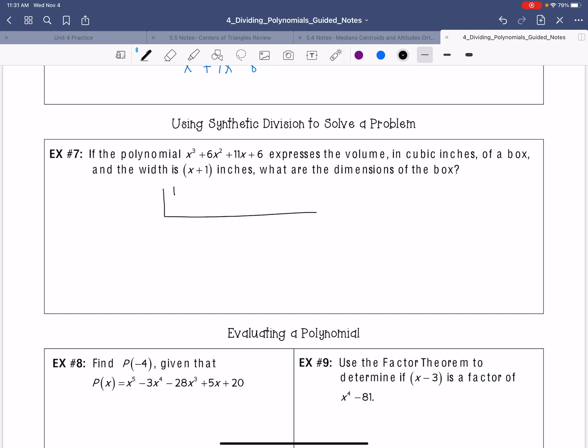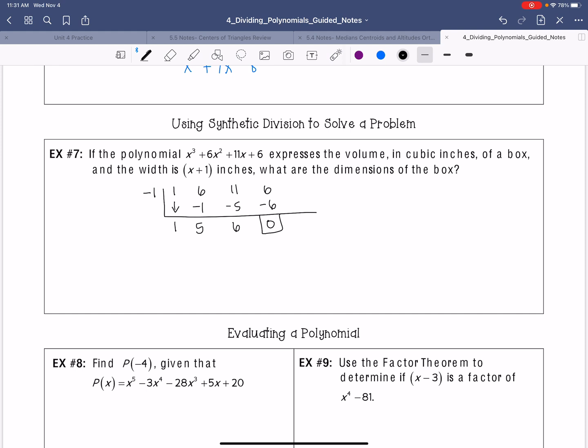We have a 1, a 6, an 11, a 6. We are dividing by -1 because you must solve for x. So when I solve for x, I get -1. First one, always brought down every single time. Multiply together. 1 times -1 is -1. 6 minus 1 is 5. 5 times -1 is -5. 11 minus 5 is 6. 6 times -1 is -6 and 0. It should have a remainder of 0 because it tells us that that is a factor of it. Okay, so now let's see what we have left.